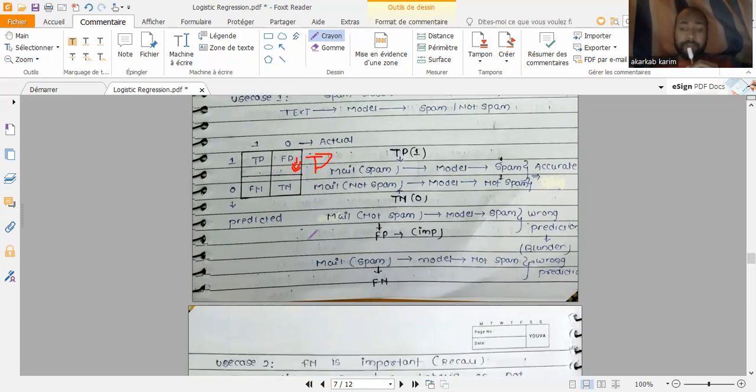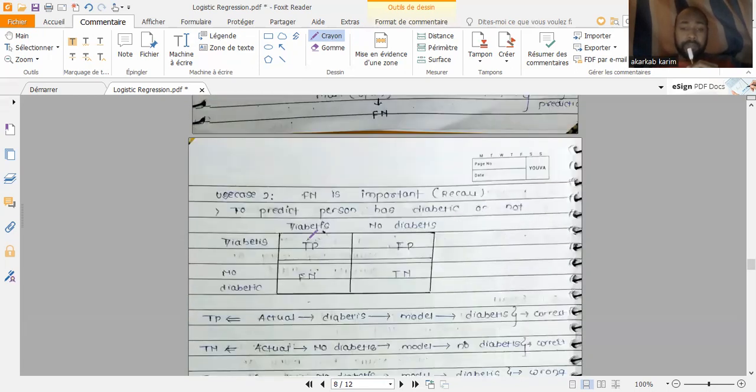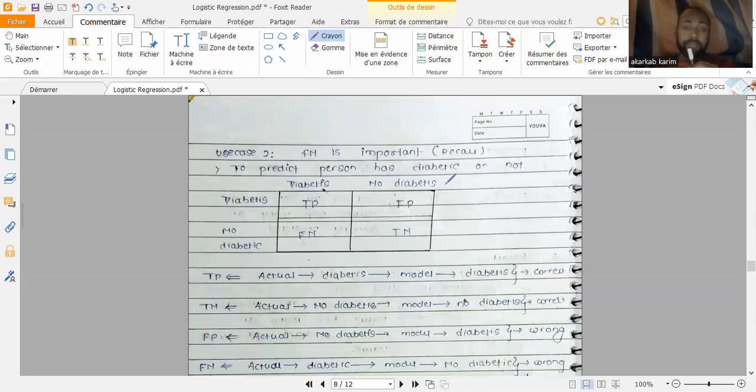So let's pass to another use case to see the importance of recall. In the medicine field, false negative is important. That means the recall is important. To predict whether a person has diabetes or cancer, or breast cancer for women, is more dangerous. Maybe this scenario is more important.